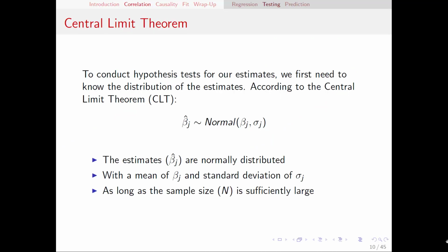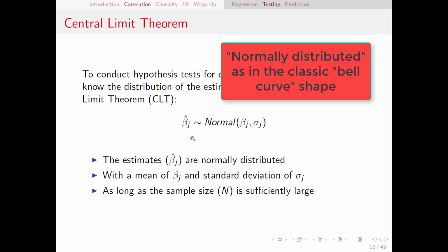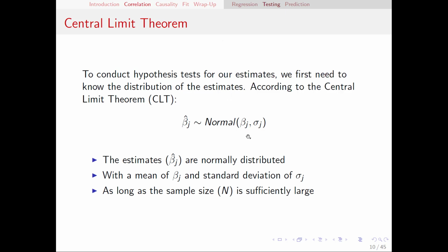Ultimately, where we're going with this is to do some hypothesis tests, but to get there, we need to think about what is the distribution of our estimates. I mentioned earlier that because our samples are selected randomly, we're going to get slightly different estimates for any given sample. And this is where the central limit theorem comes in. The CLT tells us the probability distribution of our estimates. The central limit theorem says that any of our beta hats are normally distributed with a mean of beta, the true value, and a standard deviation of sigma.